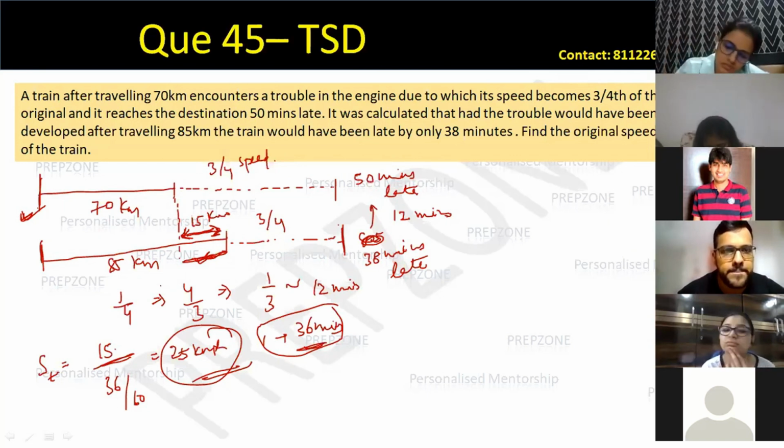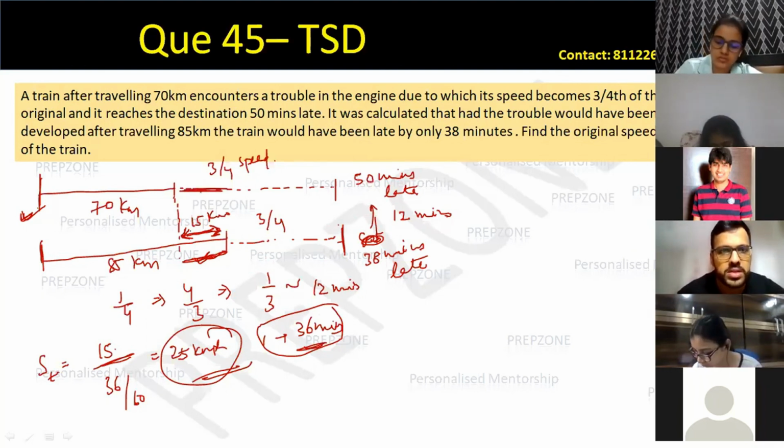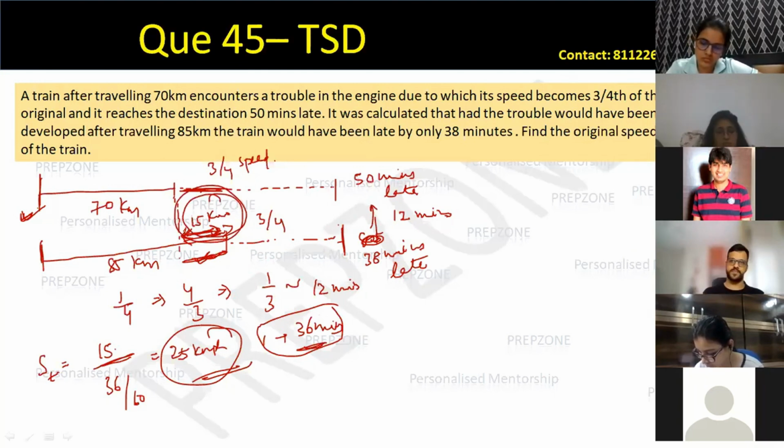So time should increase by 4/3 to travel the same distance, which means I have an increment of 1/3 in the time taken, which corresponds to what? 50 minus 38, 12 minutes. If 1/3 corresponds to 12 minutes, 1 unit will correspond to 36 minutes, which means this extra distance takes him 36 minutes, right? So speed will be this extra distance, the difference of 15 kilometers divided by time taken 36 by 60. It comes out to be 25 kilometers per hour.